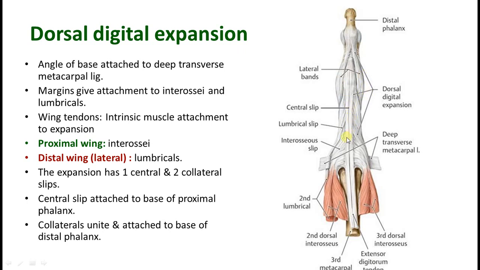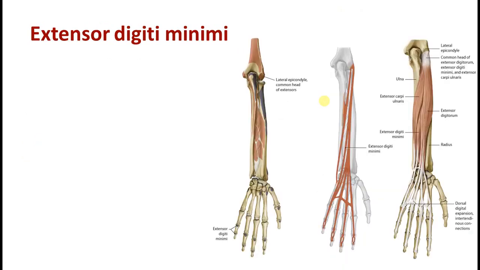Now the main function of this is extension of the metacarpophalangeal joint. Not only that, it also produces flexion of the metacarpophalangeal joint and extension at the interphalangeal joint. Through the extensor expansion, the lumbricals and interossei also gain insertion into the dorsal aspect. So there is a balance between the extensor and the flexor muscles. When you extend your fingers, they should not be hyperextended or flexed. This balance is mainly maintained by the extensor expansion.